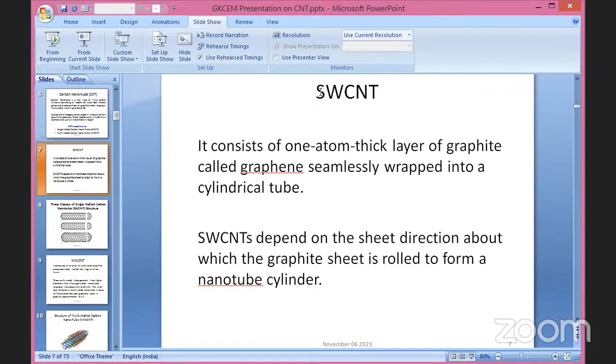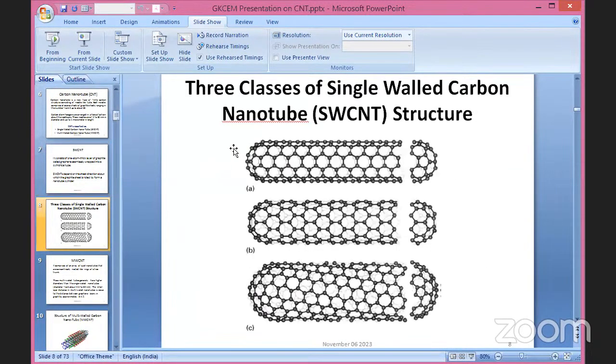These SWCNTs depend on the sheet direction about which the graphite sheet is rolled to form a nanotube cylinder. So a graphite sheet with a lot of hexagonal structure, a lot of hollow spaces, is actually rolled to make that particular cylinder, and it is a seamless cylinder. It is a continuous kind of cylinder. So that is a typical structure of this single walled carbon nanotube.